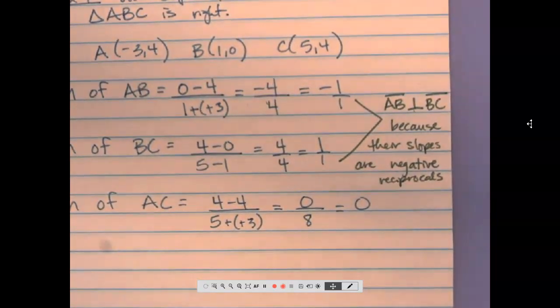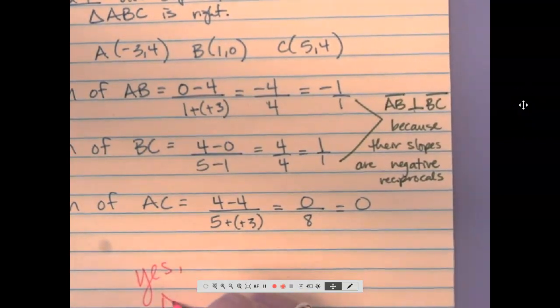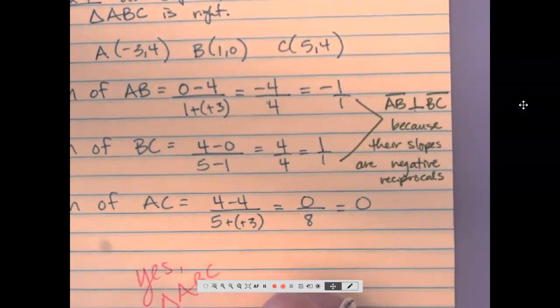Okay, well, if these slopes are negative reciprocals, which means that those two segments are perpendicular, if two segments are perpendicular, do I have a right angle? Yes, and if I have a right angle inside a triangle, then I have a right triangle. So my answer is, again, big surprise, yes, triangle ABC is right.